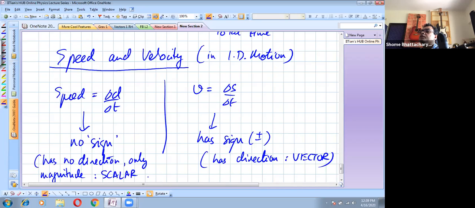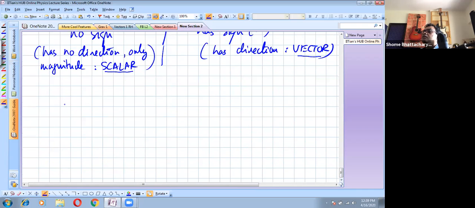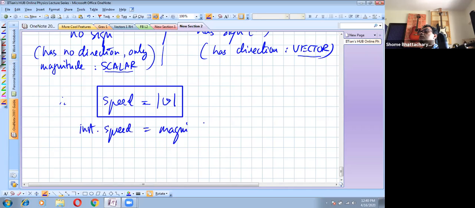A quantity which has only magnitude and no direction. In the next chapter we'll be learning such quantities are called scalars, whereas quantities which have both magnitude and direction are called vectors. Now coming back to instantaneous velocity and instantaneous speed, we will see that instantaneous speed therefore can be defined as the magnitude of instantaneous velocity. It's very simple. So instantaneous speed equals the magnitude of instantaneous velocity.